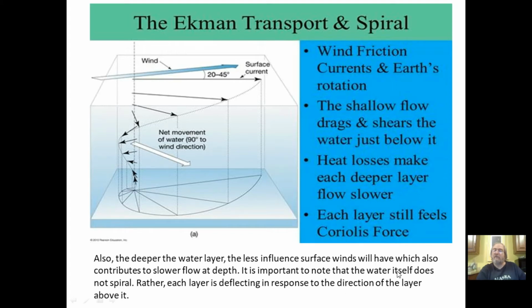So it's important to note that the water itself does not spiral. I made that point earlier, but I want to reiterate that. Rather, each layer is deflecting in response to the direction of the layer above it. So if this layer is going this way, that layer is going that way. And the angles, they're going to vary a little bit, but they'll be pretty consistent. Anywhere in the 20 to 45 degree realm, as indicated at the top here.